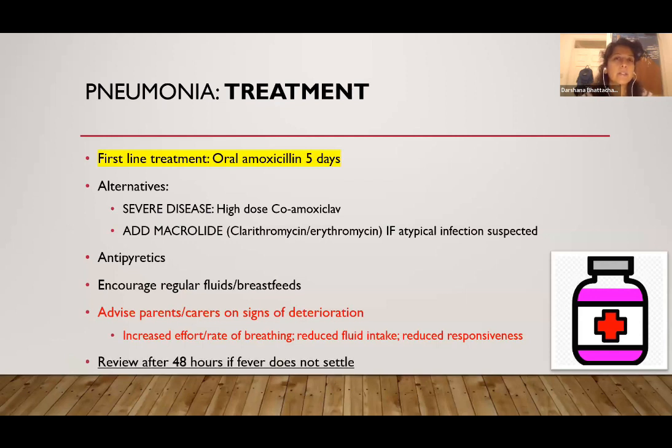And good practice is to review the child 48 hours later if the fever does not settle. And the reason for that is some children might be unlucky enough to develop an empyema on the back of a pneumonia. So if they have an ongoing fever, then it is worth just seeing them again and listening to their chest, maybe doing a chest x-ray.